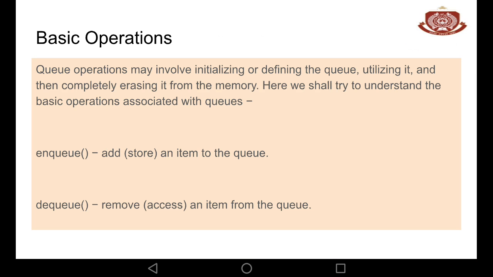Now the basic operations which can be implemented by queue. Queue operations may involve initializing or defining the queue, utilizing it, and then completely erasing it from memory. Now we shall try to understand the basic operations associated with the queue. First is enqueue. Enqueue is adding some element to the queue. And then we have dequeue. Dequeue is an operation used to remove an item from the queue.